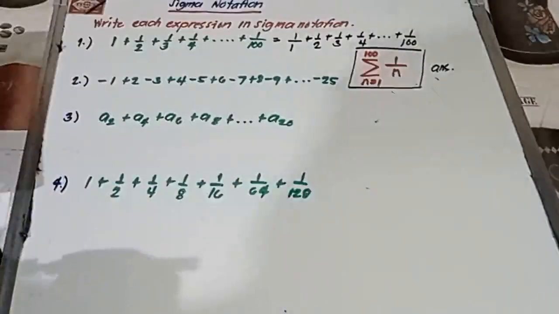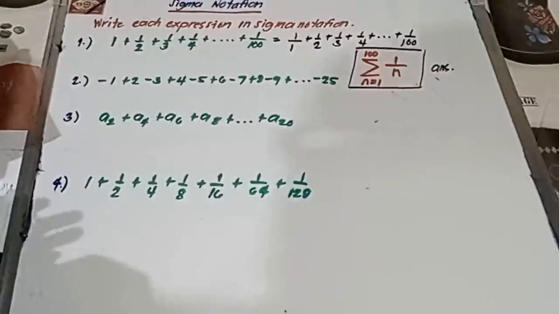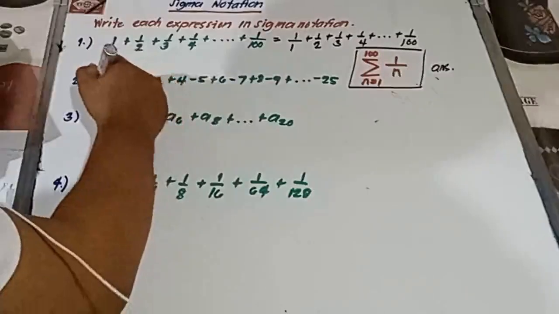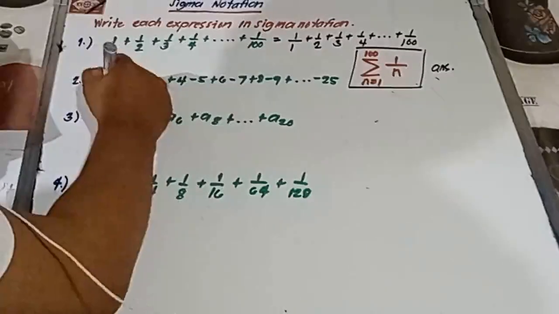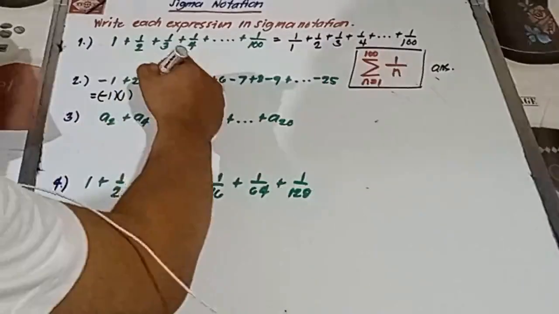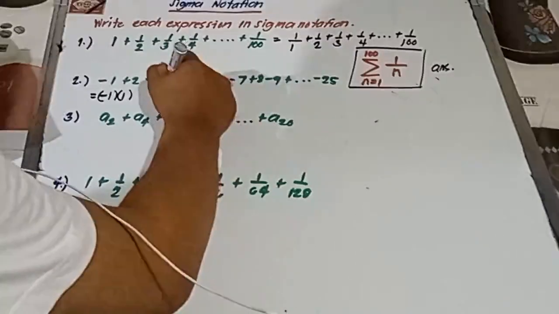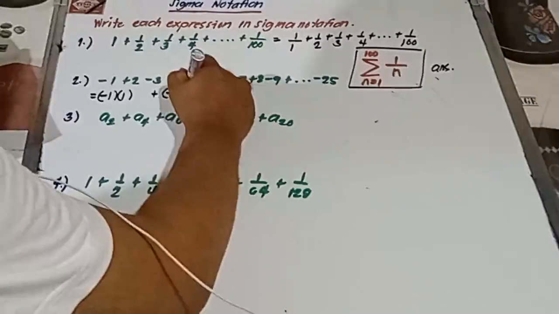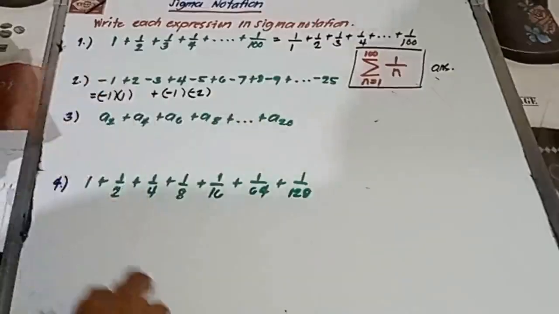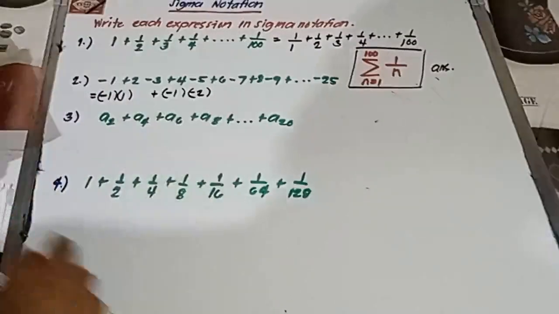Okay, how about number 2? So, tingnan natin kung paano nagva-vary yung bawat terms natin dito sa given expression. Let's say factor natin si negative 1 from 1. So, the result is negative 1 times 1. Okay? And how about we factor out negative 1 also to 2. So, the result is negative 1 times negative 2. Okay? So, mababago siya. So, erase natin yung negative 1 so that we're going to have the same result sa ating expression on top.